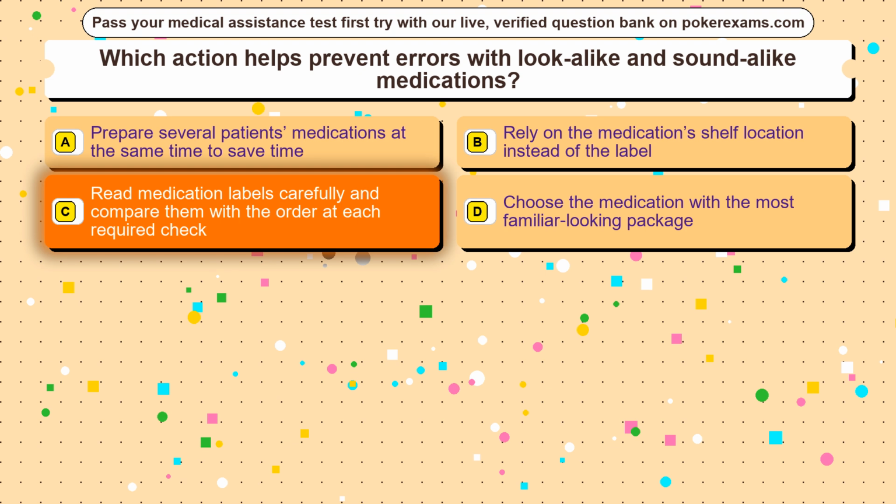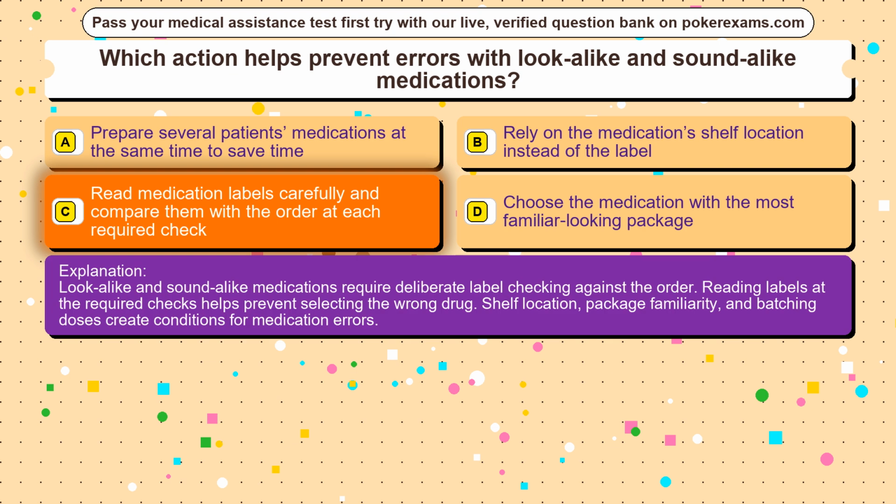The correct answer is option C, read medication labels carefully and compare them with the order at each required check. Lookalike and soundalike medications require deliberate label checking against the order. Reading labels at the required checks helps prevent selecting the wrong drug. Shelf location, package familiarity, and batching doses create conditions for medication errors.